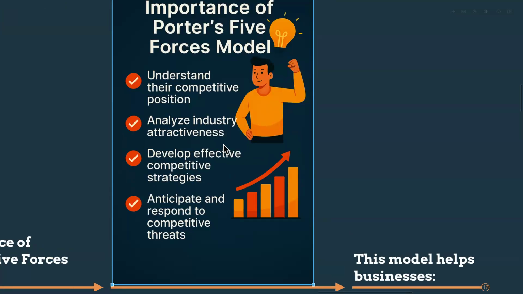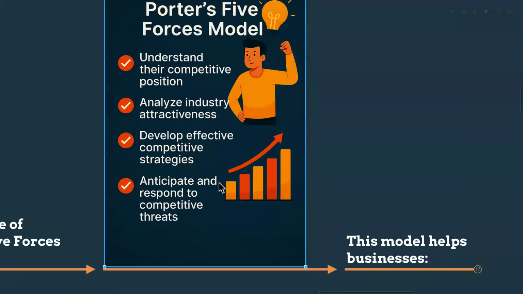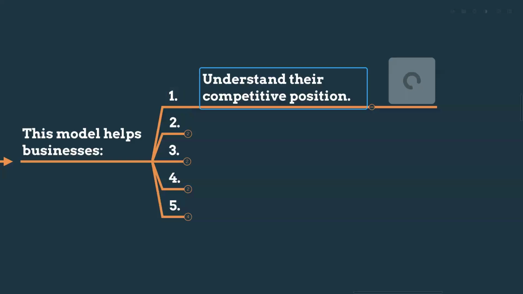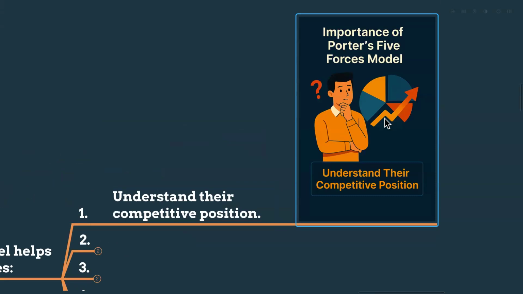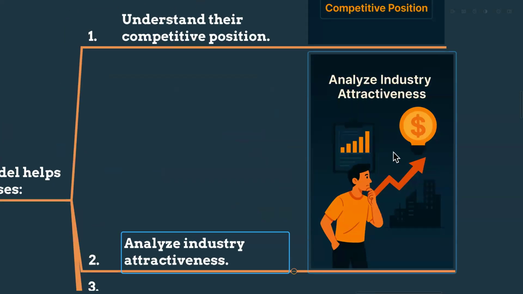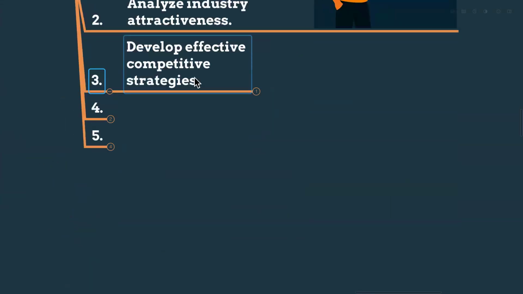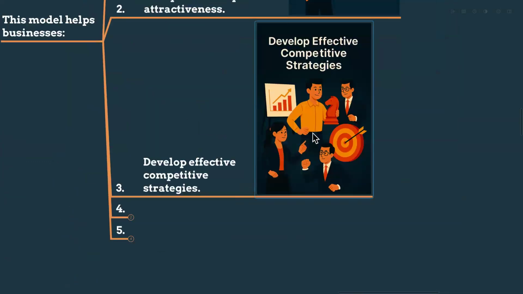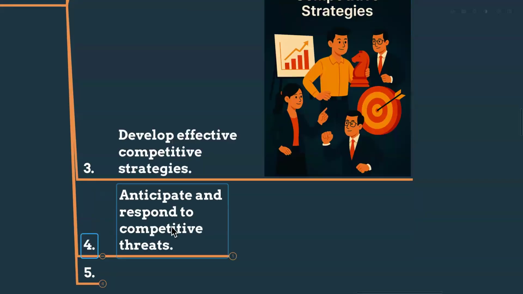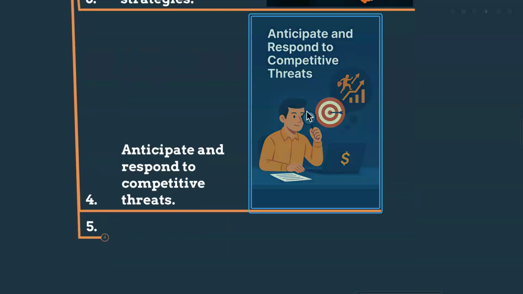If the industry has too many businesses, too many competitors providing those goods or services, we don't need to go there because we cannot earn profit. So we have to analyze the industry attractiveness, and we have to develop some effective competitive strategies. If we know the competition, only then can we compete with strategies, anticipate and respond to competitive threats, right? So this model helps us to understand our competitive position in the business, right? Where we actually stand in the market. And the second one, as I told you, analyze the industry attractiveness. Is this a good industry to enter? It will answer that question. And you can develop effective competitive strategy, right? Like how to compete effectively with the existing competitors, existing competitive forces, and anticipate and respond to competitive threats, right?